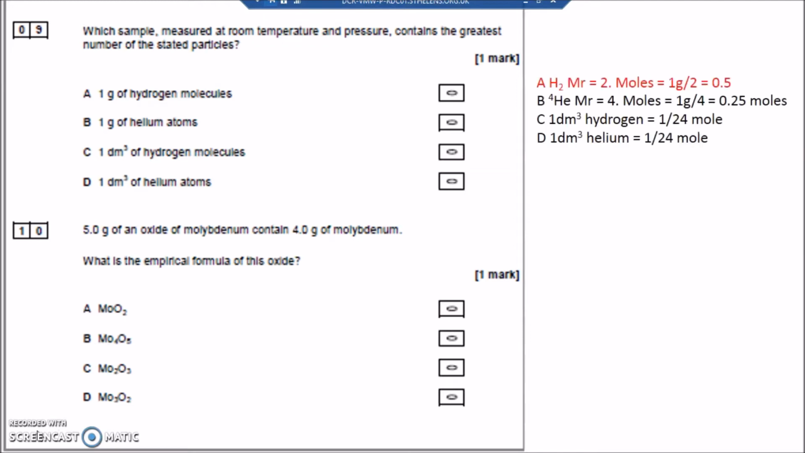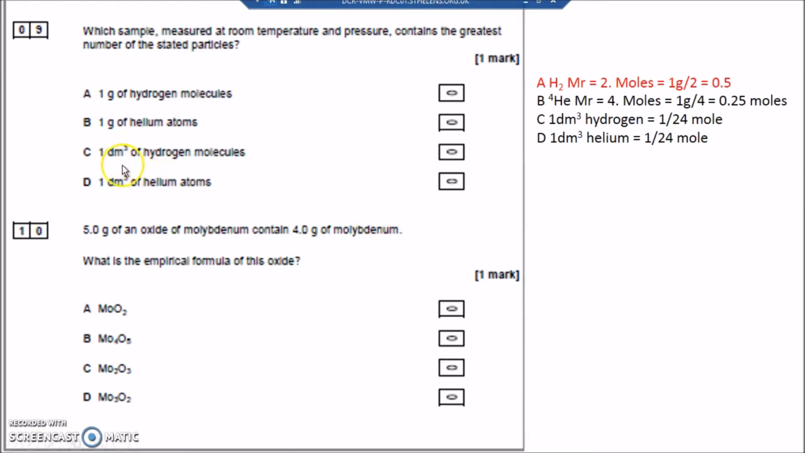To work out moles is mass divided by MR. MR of hydrogen H2 is 2, so 1 divided by 2, 0.5 moles of hydrogen in answer A. Helium has got a mass number of 4. Helium atoms are in group 8 or group 0. They've got full outer shells. They don't bond with anything. They've got an MR of 4. So moles is 1 divided by 4, 0.25 moles.